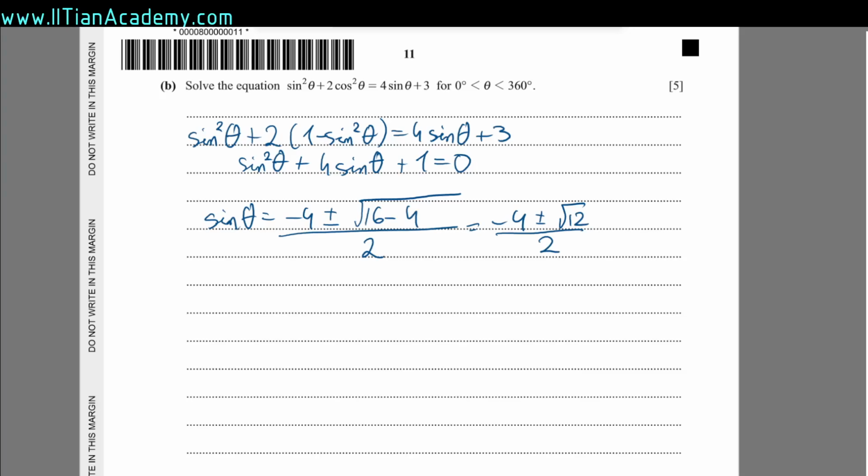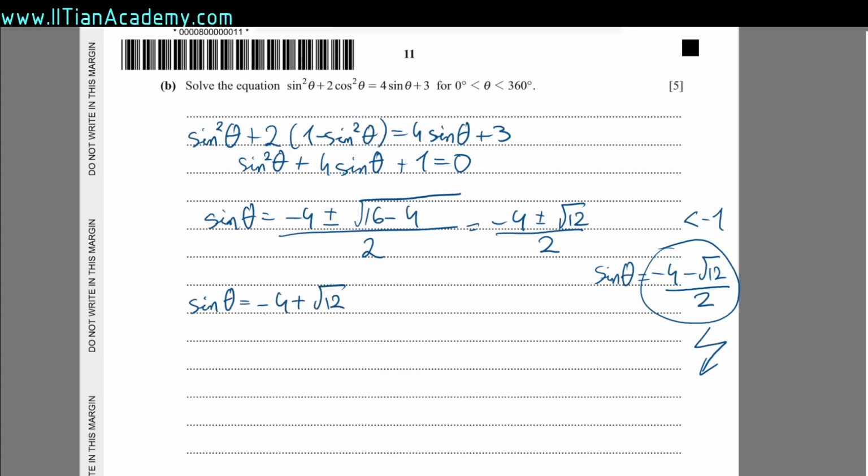What we will see is that obviously here we have to look at both solutions. So either sine theta is minus 4 plus root 12 over 2, or minus 4 minus root 12 over 2. If we look at the negative version, so if we say that sine theta is equal to minus 4 minus root 12 over 2, we will see that this is smaller than minus 1, which is not possible. So we have no solution for this case. So we only have to continue with the positive case, just like this.